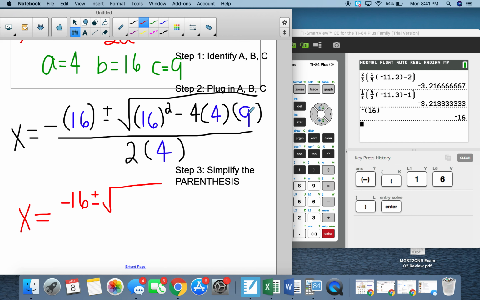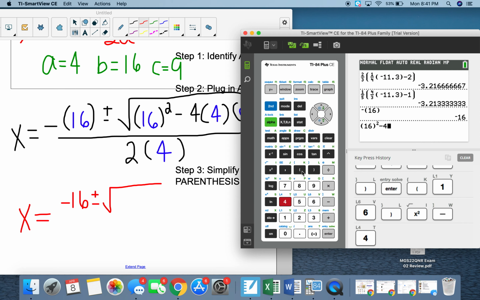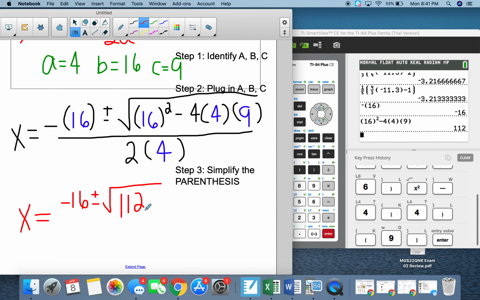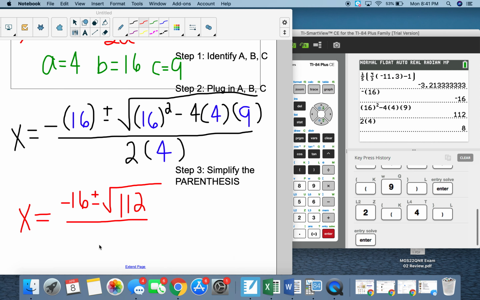But look at all the parentheses in here. I can get rid of all those parentheses. I'm going to do it all at once. So I got parentheses 16, close parentheses squared, minus 4, parentheses 4, parentheses 9. So you see what we're really trying to do is just make this a little bit easier to read. And I get 112. And then in your denominator, you have 2 parentheses 4, which is really just 2 times 4, and we get 8. Okay, so that was step 3, simplify the parentheses.